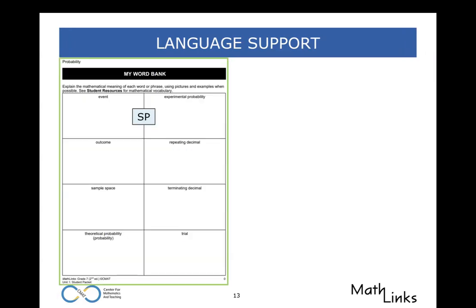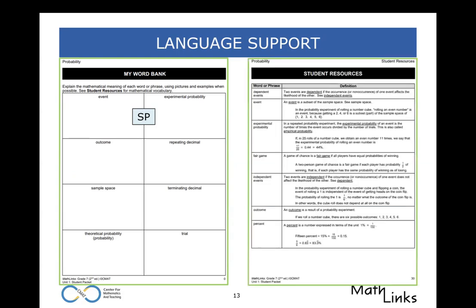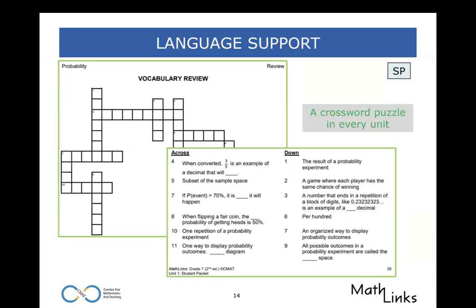All student packets have a word bank with space to record descriptions, examples, or even pictures about the vocabulary. And with teacher assistance, the precise definitions in the back of the packet will also be helpful. Prompts occur in the student packet when a word first appears as a reminder to students and teachers to discuss and complete this work. And we think a puzzle is a fun way to review vocabulary.